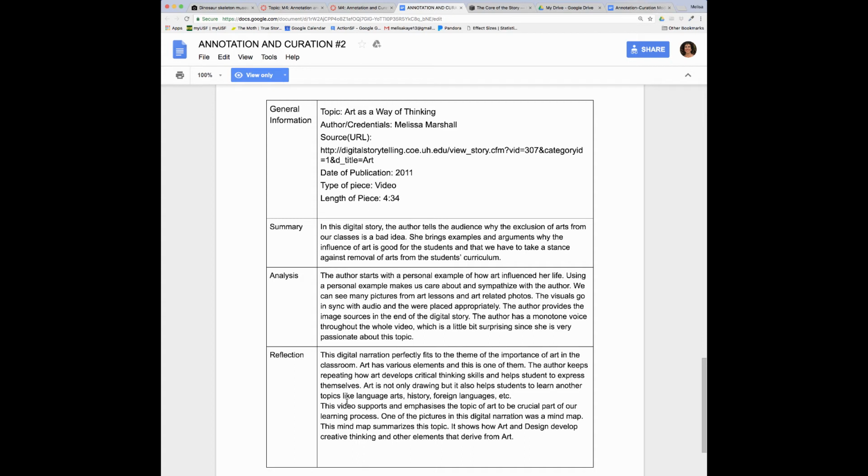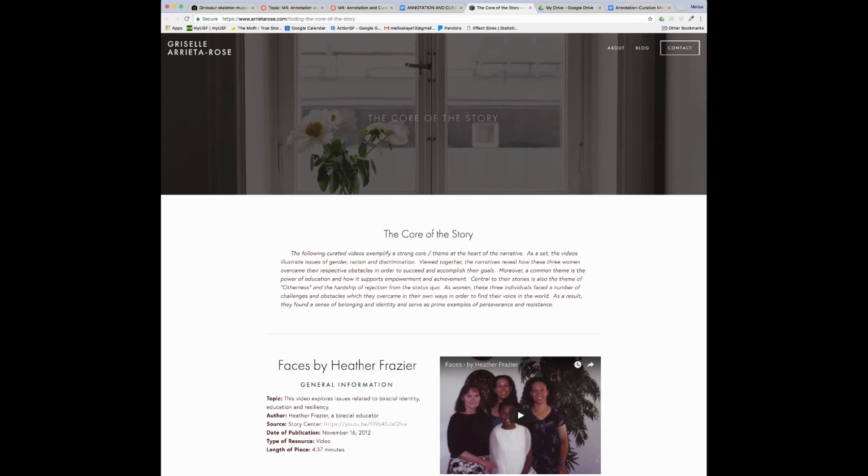I'm going to show you one other annotation and curation. This one is from Griselle, and I don't know if any of you have accessed her website, but it's actually quite beautiful. So I would encourage you to go to arietarose.com. And she has taken a very different approach with the same content.